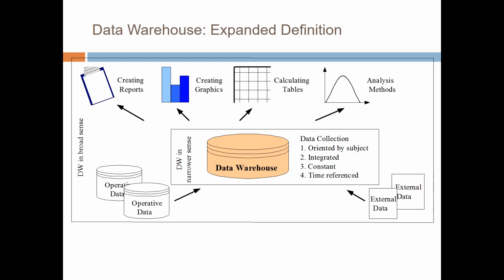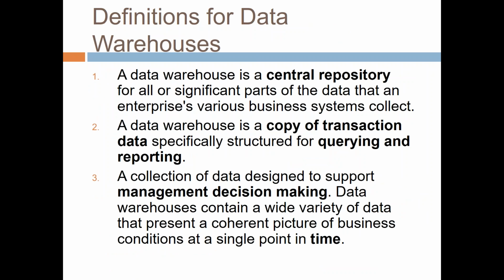Okay, fine. Now if I want to go with some basic definitions, what exactly is data warehousing? So now you can go with these basic English definitions. Go with the first one. A data warehouse is a central repository for all or significant parts of the data that an enterprise's various business systems collect. An organization is also called an enterprise, right?